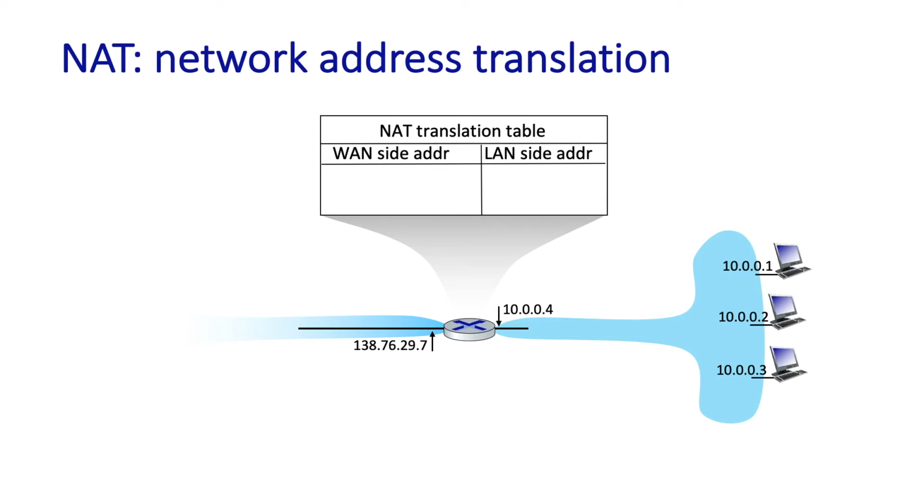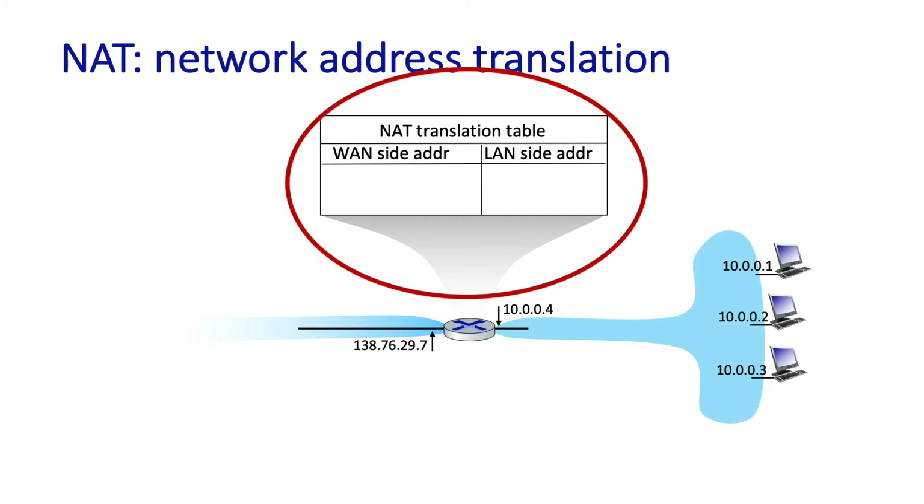In this example, the local network addresses are in the range 10.0.0/24, and the NAT address used by the router is 138.76.29.7. We see the NAT translation table here, which is initially empty.